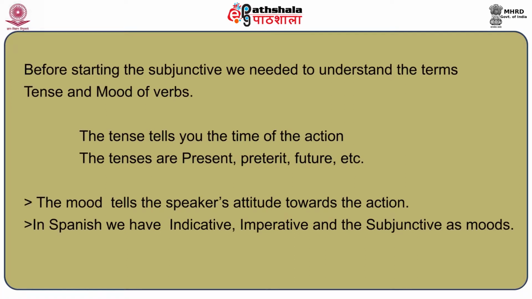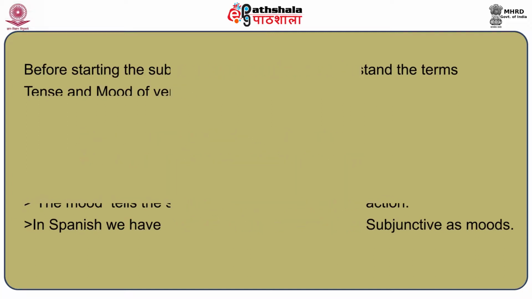Before starting the subjunctive, we needed to understand the terms tense and moods of verbs. The tense tells you the time of the action. The tenses are present, preterite, future, etc. Whereas the mood tells the speaker's attitude towards the action. In Spanish, we have indicative, imperative, and the subjunctive as moods.